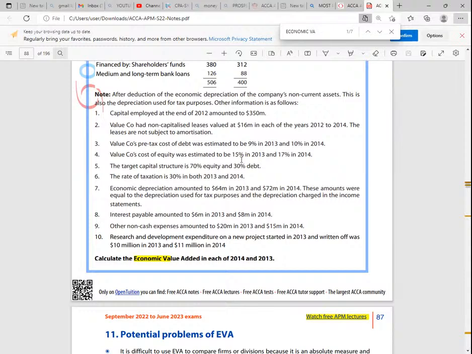Nope. The weight of equity for 2014 is supposed to be 17%. Weight of debt doesn't change. The weight of debt is 0.3 times the cost of debt after taxation. Cost of debt I can see before taxation for 2014 is 10%. But now remember that this 10% has to be tax adjusted.